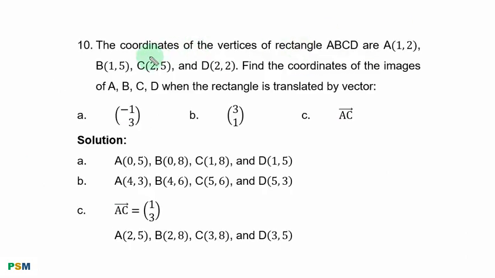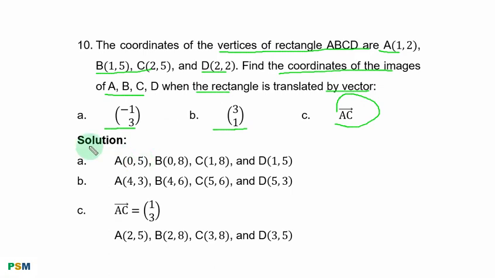Example 10. The coordinates of the vertices of rectangle ABCD are, you have coordinates A, B, C, and D with their respective end points. Find the coordinates of the images of A, B, C, D when the rectangle is translated by vector a, this column vector, b, this column vector, c, vector AC.